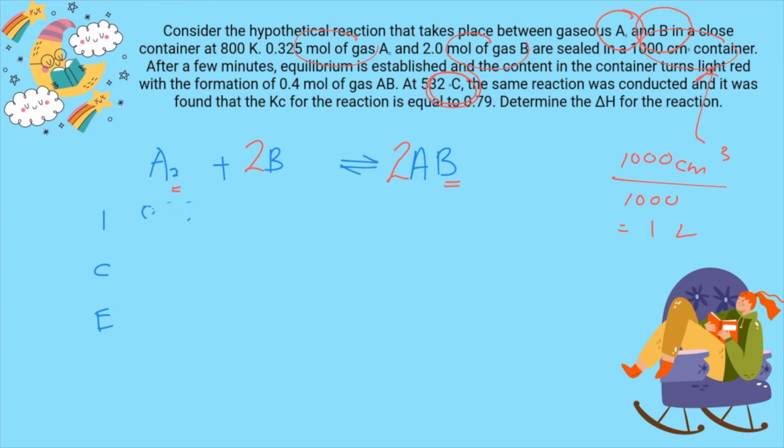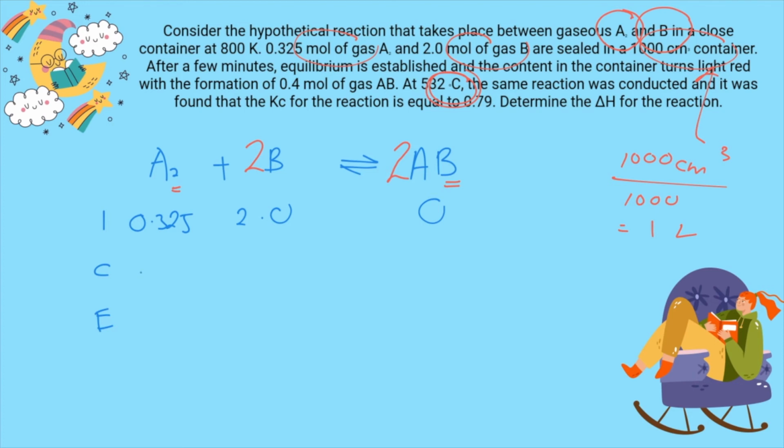So we don't really need to calculate more things. What I'm going to do is just write the value, because the number of mole and the molarity of these gases should be the same, since the volume of the container is equivalent to 1 liter. So we can write A2 is equivalent to 0.325 and 2B is equivalent to 2.0, and initially there's no AB being formed.